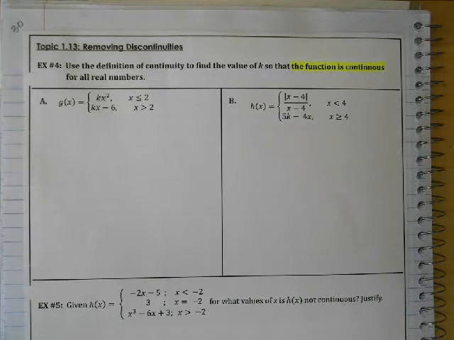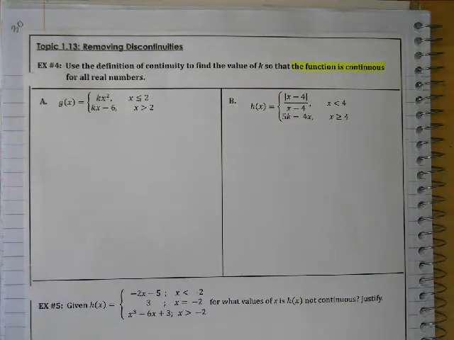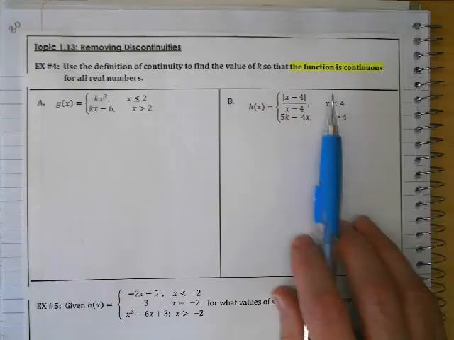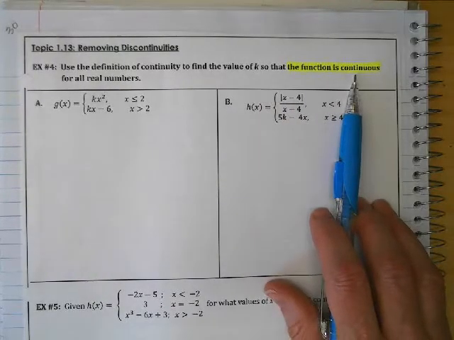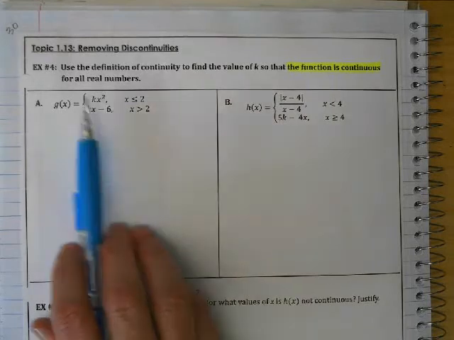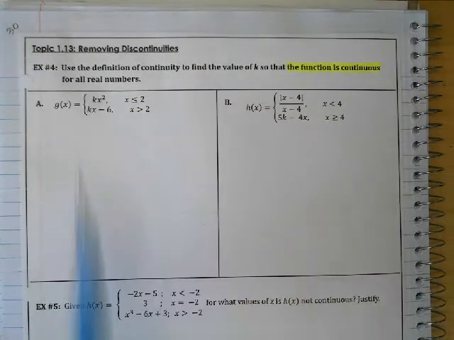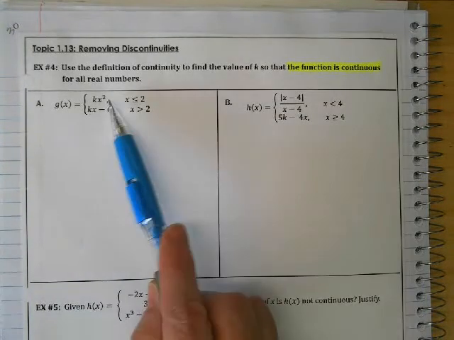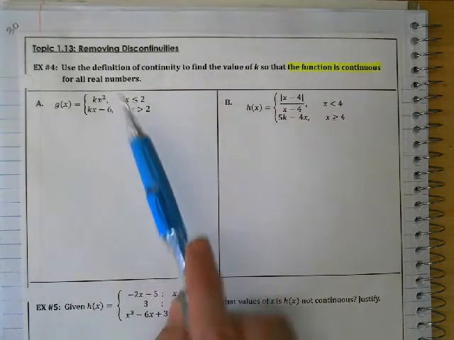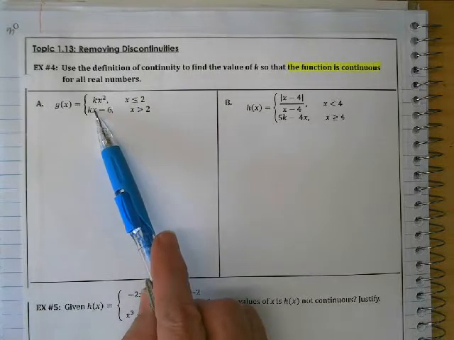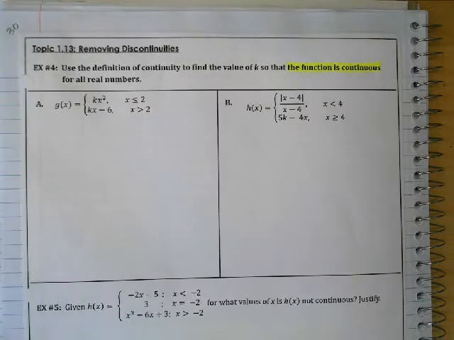Okay, so let's look at page 30 in our notes. What we want to be able to do is use the definition of continuous to find the value of k such that this is continuous. So if I look here, these are both polynomials. This is a quadratic, this is a line. So I know those are continuous everywhere, so I don't have to worry there.